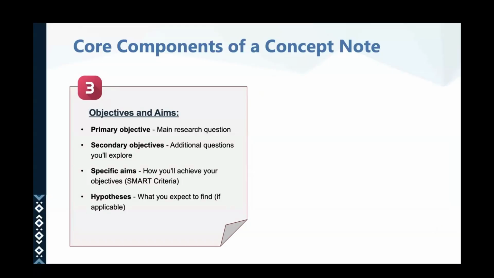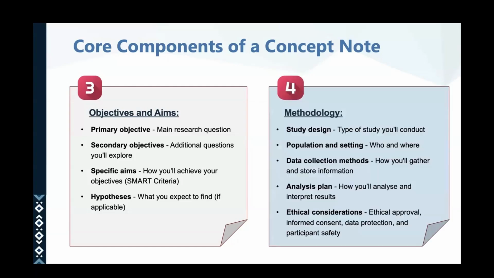The next thing is to outline your specific aims. And for these specific aims, you have to ensure that they are SMART. We covered this in the first module, where we looked at objectives, research questions, and so on. And depending on whether you'll be doing some hypothesis testing, it might be nice to clearly outline the hypothesis that you are going to be exploring.